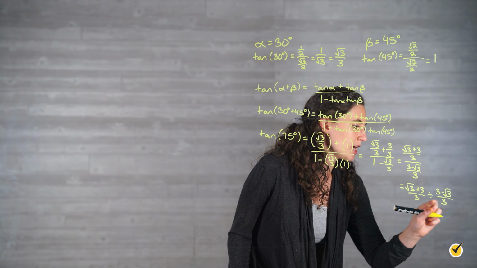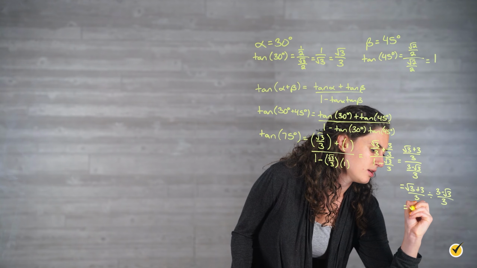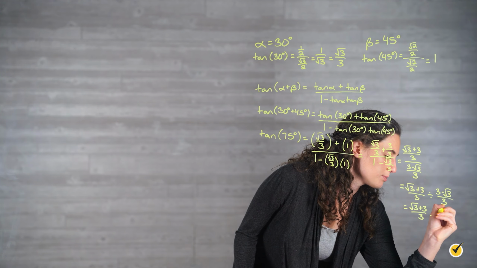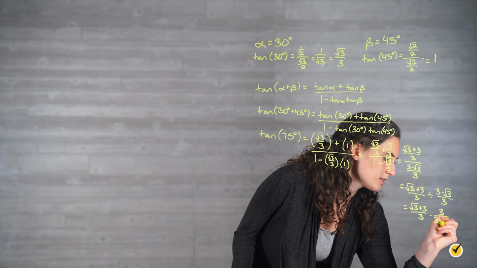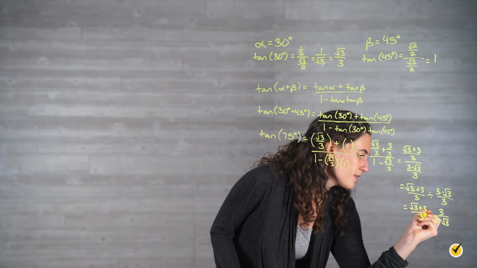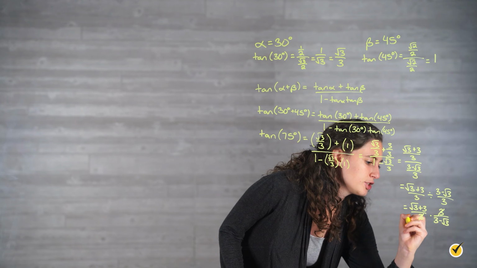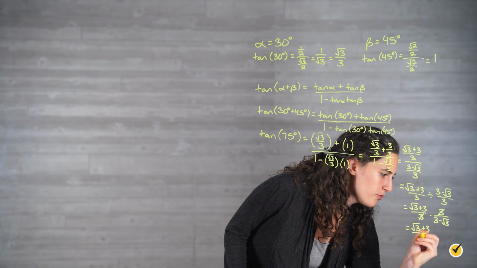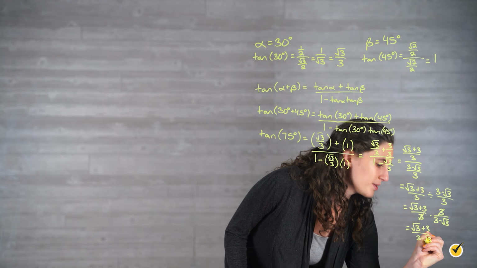We'll flip this fraction and multiply them and have the square root of 3 plus 3 over 3 times 3 over 3 minus the square root of 3. Then when we multiply, our 3's will cancel each other out, and we'll be left with the square root of 3 plus 3 over 3 minus the square root of 3.